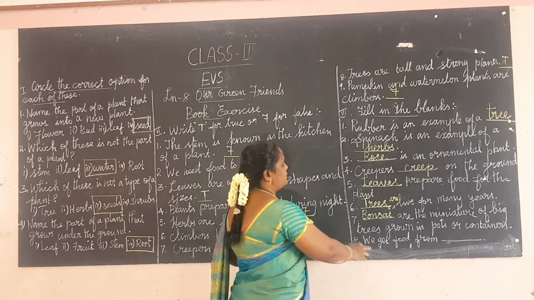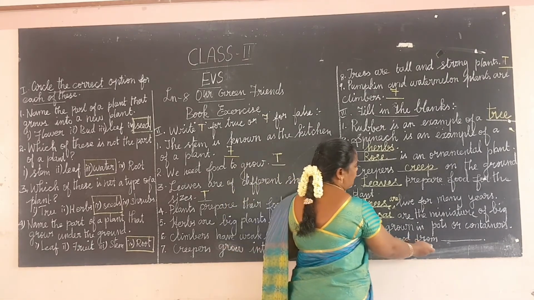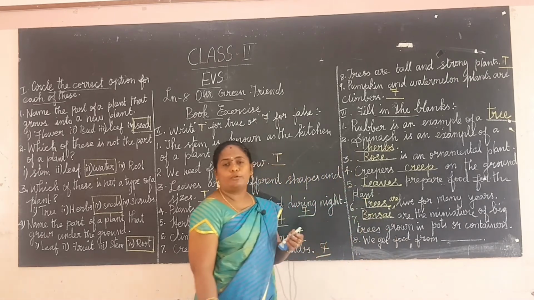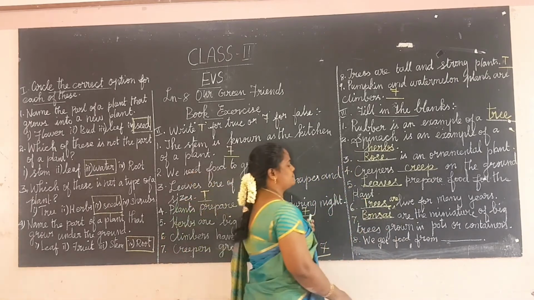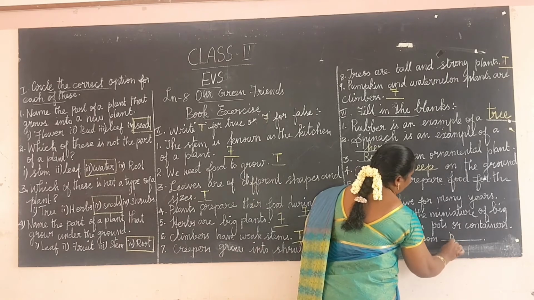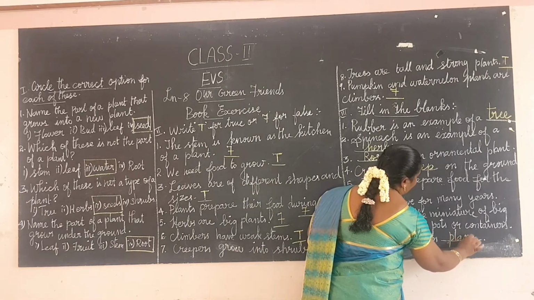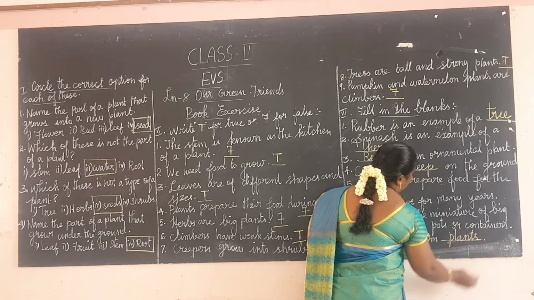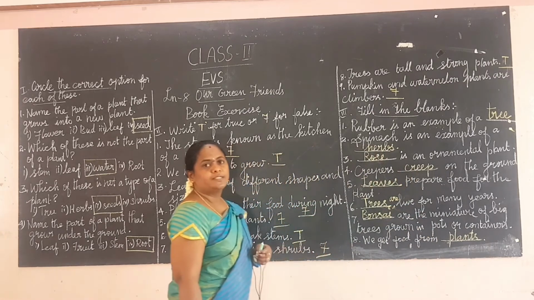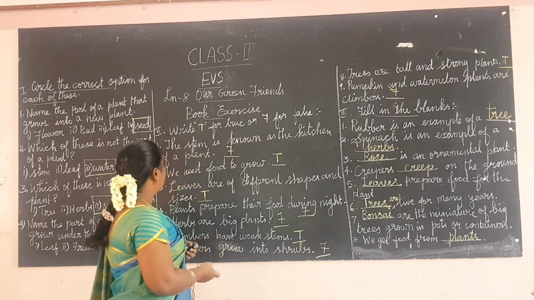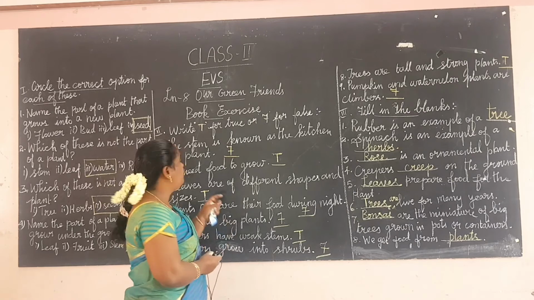And then eighth one, we get food from dash. We get food from plants. Spell the word plants. P-L-A-N-T-S, plants.